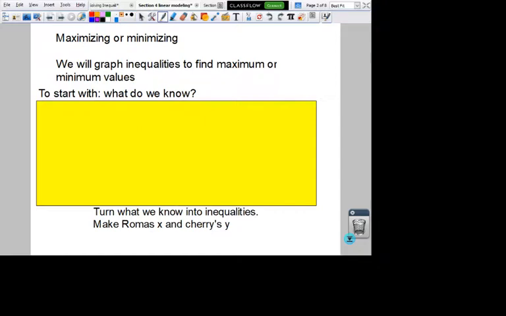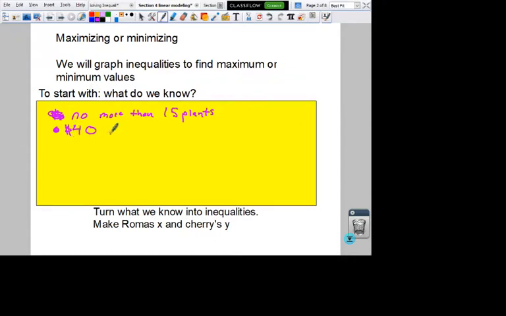So we're going to start with what we know about our warm-up problem up here. It gave us some constraints, right? What's one of the constraints? No more than 15 plants. On our warm-up, we had to have no more than 15 plants. What was our other constraint? We had $40, or $40 or less.